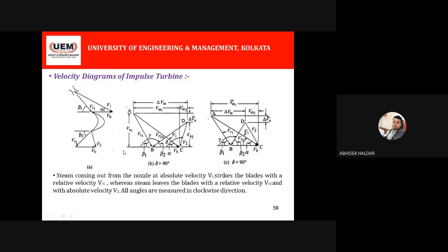All the angles are measured in the clockwise direction, as you have seen. All the angles, alpha, beta 1, beta 2, are calculated in the clockwise direction. Alpha is the nozzle angle, beta 1 is the inlet blade angle, beta 2 is the exit blade angle, and gamma is 180 degrees minus beta 2. As I told, there is no such name as delta and gamma, but gamma is mathematically 180 degrees minus beta 2. So is this velocity diagram clear to all of you or not? I'm coming to the mathematical part later, but if this velocity diagram is clear, then whatever we do is nothing but geometry.